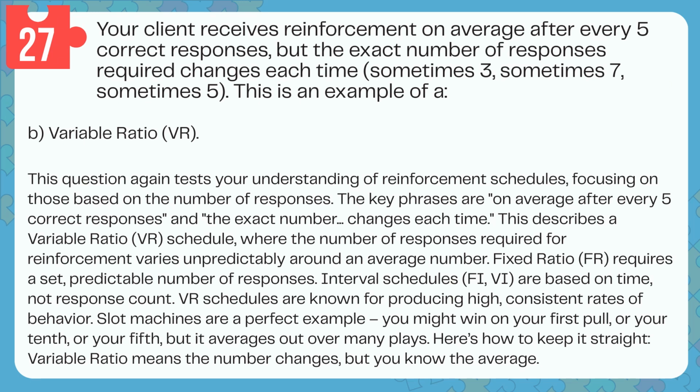Here's how to keep it straight. Variable ratio means the number changes, but you know the average. Knowing the average helps differentiate it from random reinforcement, where there isn't even an average target.